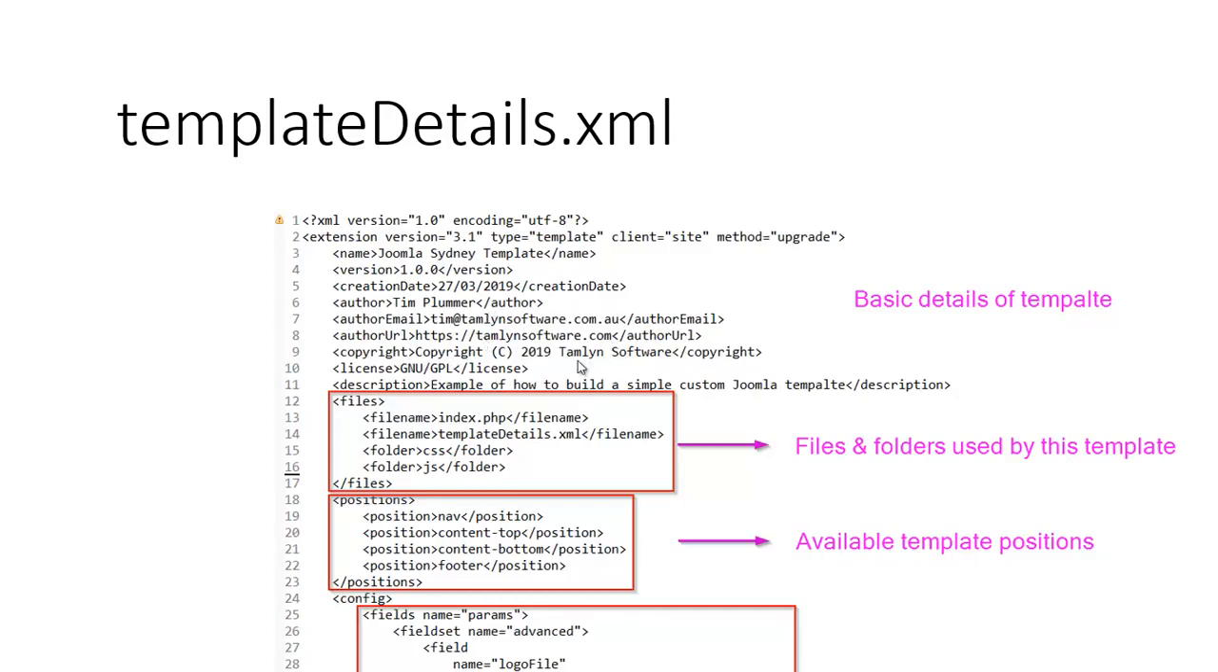You can put in a copyright notice as well, and also define the license type. So most Joomla extensions are GNU GPL, but some people do choose to use other license types like MIT or whatever other licenses they want to use. It's only really important if you're distributing this template to other people. If you're just building a custom template for your own site, it doesn't matter what you put in there. And then we've got the description that just tells you a little bit about the template.